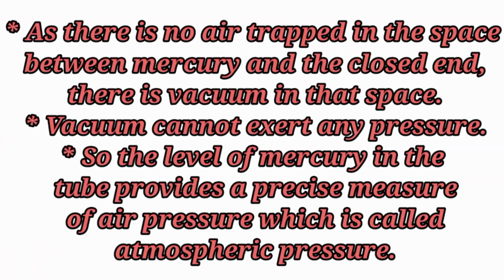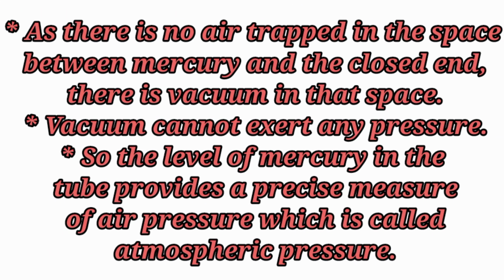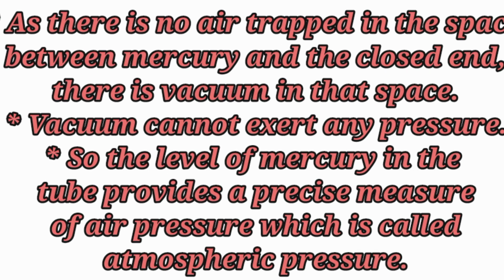As there is no air trapped in the space between mercury and the closed end, there is vacuum in that space. Vacuum cannot exert any pressure. So, the level of mercury in the tube provides a precise measure of air pressure, which is called atmospheric pressure.